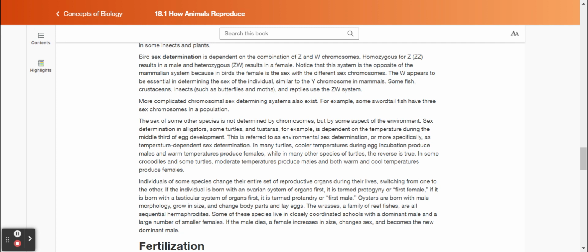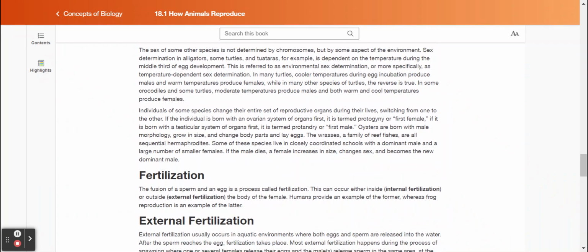More complicated chromosomal sex determining systems also exist. For example, some swordtail fish have 3 sex chromosomes in a population. The sex of some other species is not determined by chromosomes, but by some aspect of the environment.